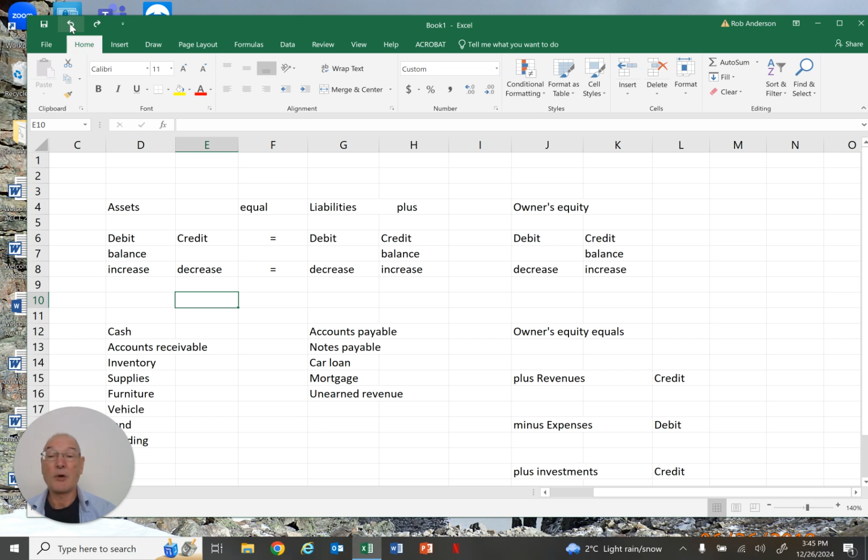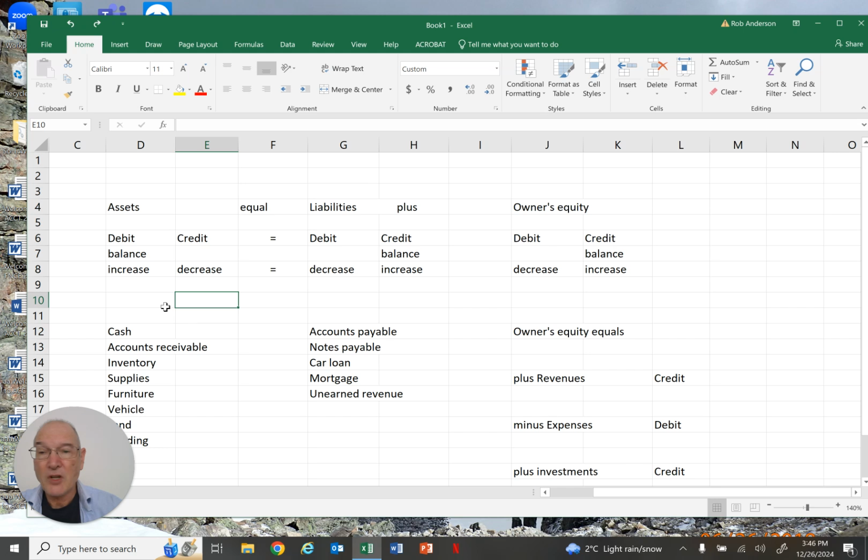You could probably go on the net and find the debit credit song. I know this is kind of corny, but if you Google the debit credit song, I think you'll get a kick out of it. They're basically singing debits on the left, credits on the right.